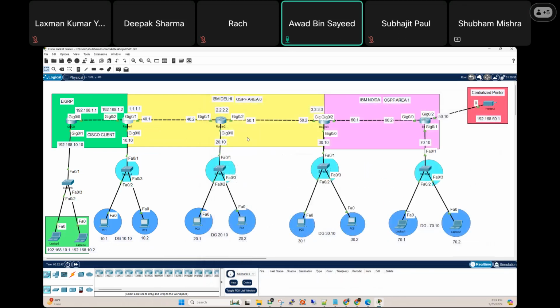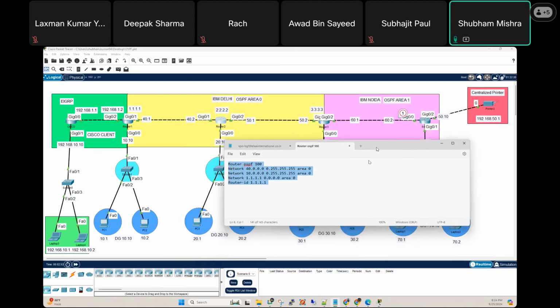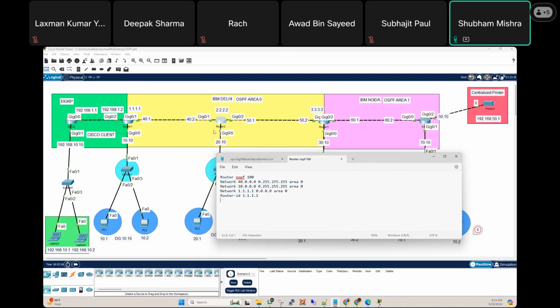No. On R2, first of all, what will we do? OSPF 100. Okay, 40 network, same 40 network. Right, everyone? And after that, 50 network. Tell me, 40, 50, and then 20. First copy it. 20 network. Done? Then 2.2.2.2. Right? Done, everyone? Yes or no? Yes. Anything else here? No.